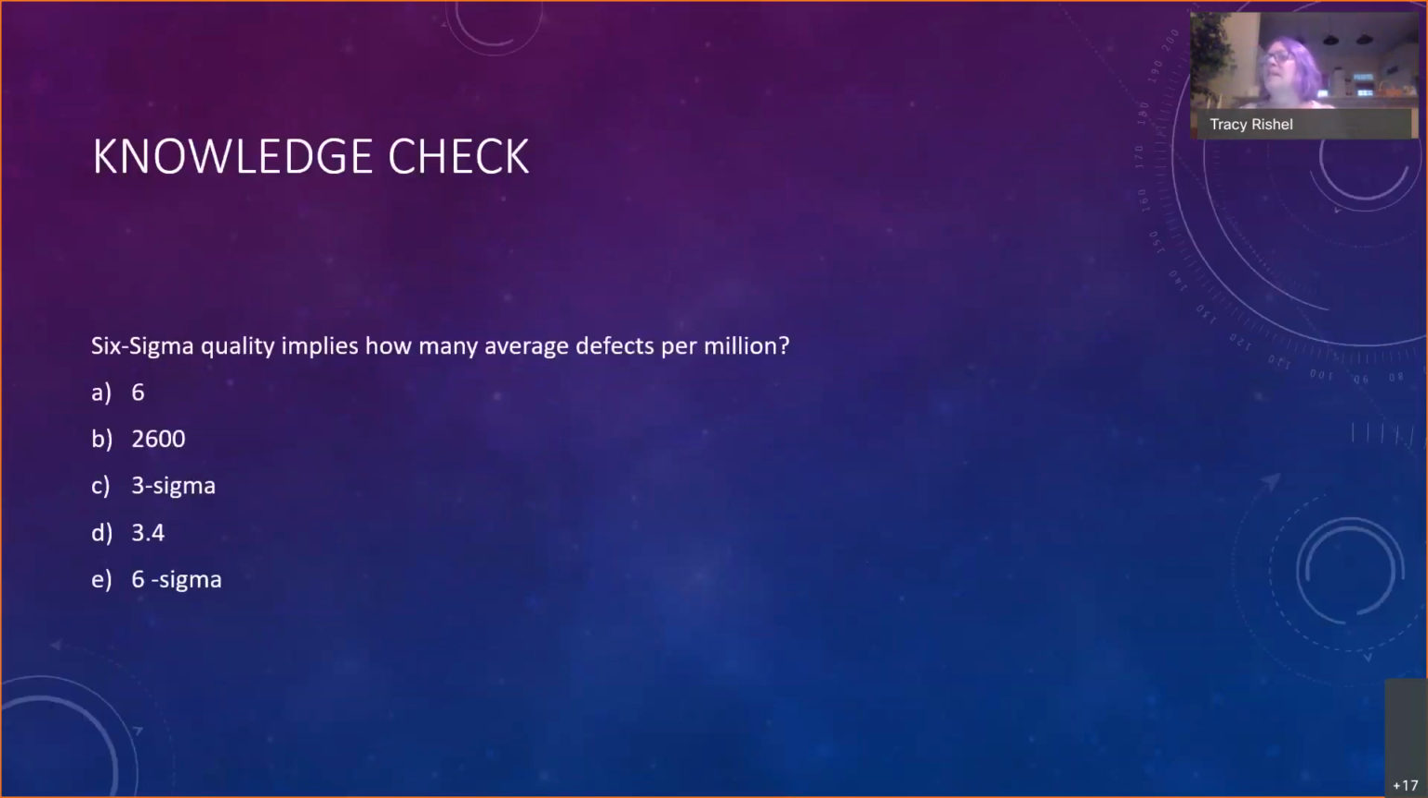Knowledge check. Six Sigma quality implies how many average defects per million? 6, 2600, 3 Sigma, 3.4, or 6 Sigma. Give you a minute to think about that. 3.4 is the correct answer for this question. So 3.4 defects per million. That's 6 Sigma. Motorola created 6 Sigma. Many, many companies have followed in their wake and utilized 6 Sigma.